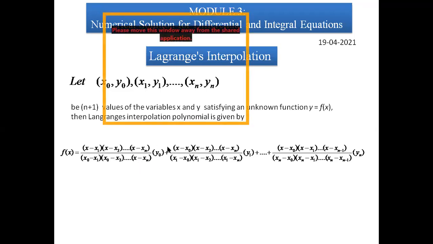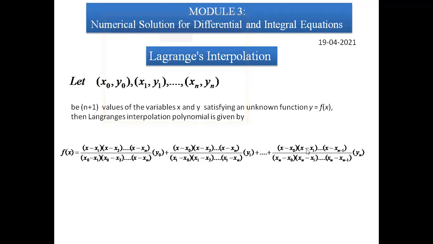Similarly, in the second term, you should not write x1 but every other factor. That means x minus x0 into x minus x2, etc., x minus xn. And here the missing one is x1. In the denominator, x1 minus x0, x1 minus x2, etc., x1 minus xn. Multiply by the corresponding value of y, that's y1. Continue like that till the last term. So this is called Lagrange's interpolation formula.